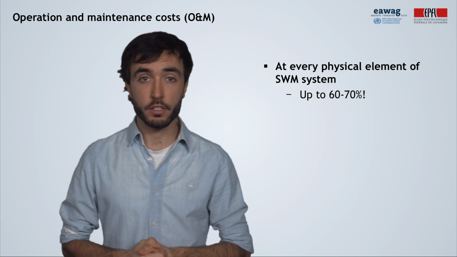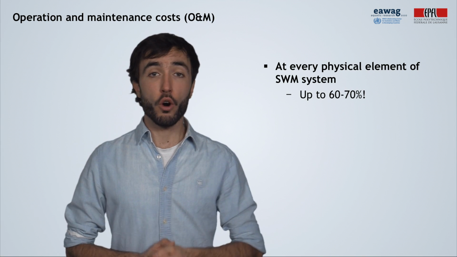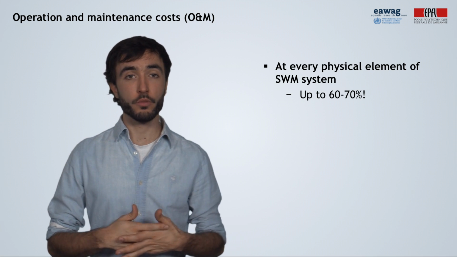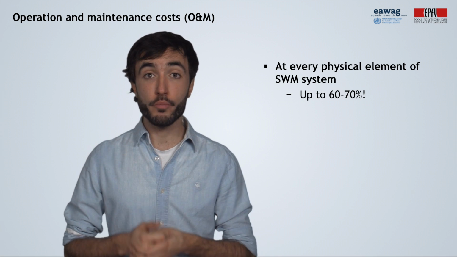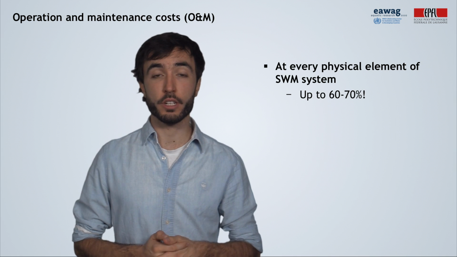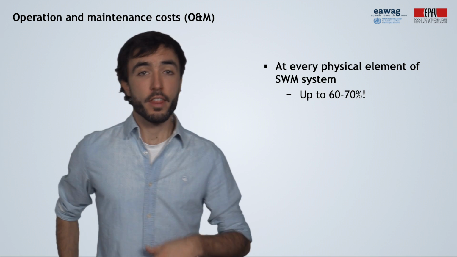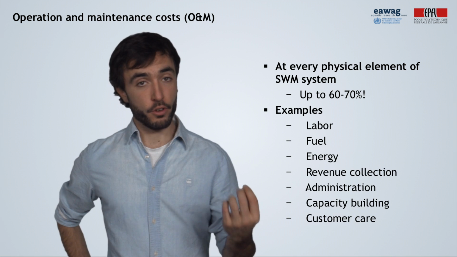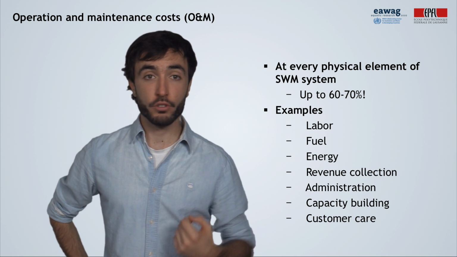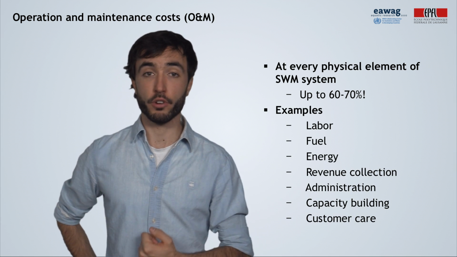Let's start. Operation and maintenance costs, also called recurrent costs, occur at every step of a solid waste management system and can represent up to 60 to 70% of the total costs. These are costs of labor, fuel, energy, revenue collection, administration, capacity building, and customer care.